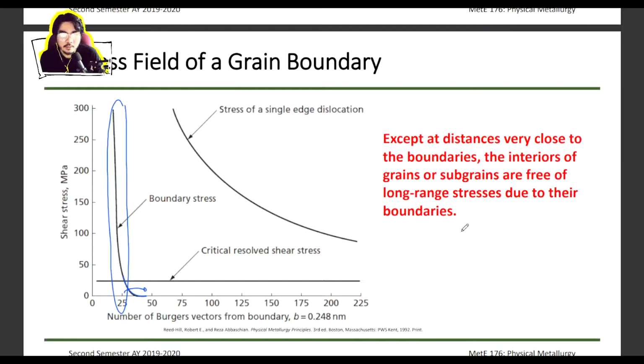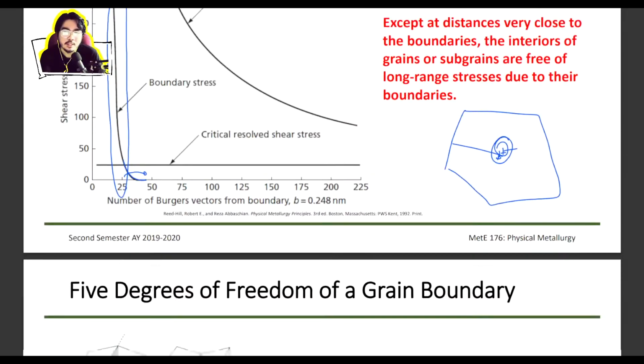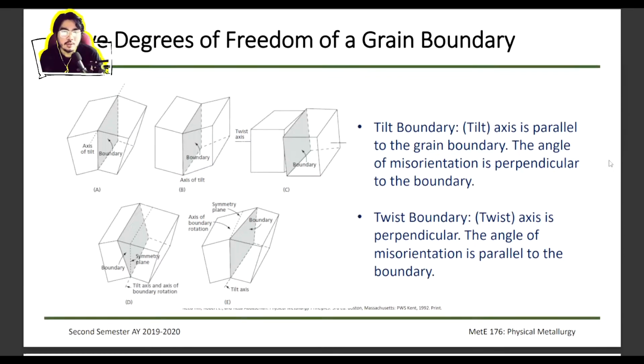Anything that is farther from the grain boundary, within the grain somewhere here, say your dislocation is moving here, then it is more likely that your dislocation will be hindered from movement through other means. The grain boundary won't affect it much. Okay?